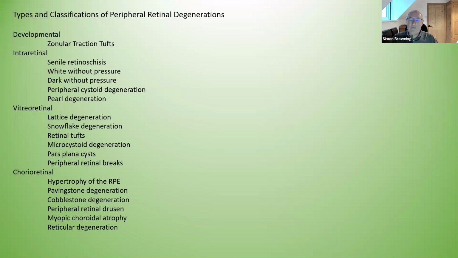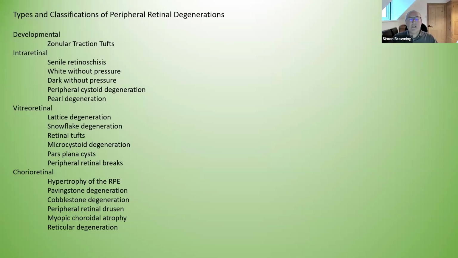With degenerations, we're not talking of sudden things happening. We're talking of often gradual things happening. Obviously, we're looking in the periphery here, and there are lots of different types of retinal degeneration. We're not going to touch on all of these tonight, or else we'll still be here at midnight. So we're going to look at some of them. Some of them you'll recognize, and we've already talked about them in previous sessions, but some of them I want to hone in on a little bit more. As I say, degenerations often have been there for a long time, and they get worse gradually over time.